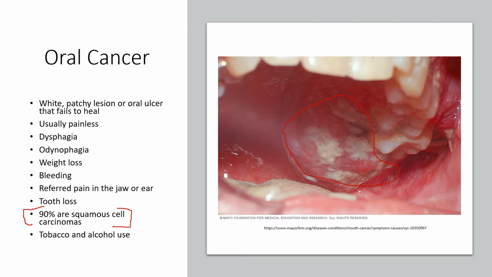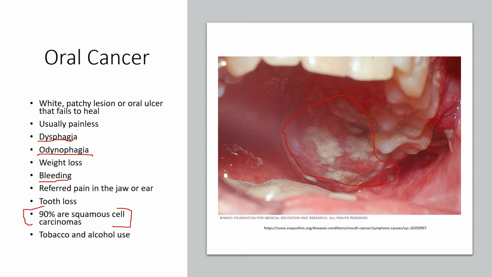Again, it's usually painless early on, but what is actually going to bring the patient in to see a physician is that they're going to be complaining of pain eventually. They can have dysphagia, which means difficulty swallowing, odynophagia, pain when swallowing. The patient may notice that they're losing weight. They may have excessive bleeding when they are brushing their teeth or eating, or they may say that they're having some type of referred pain to their jaw or their ear. They may also notice that they're losing their teeth, or they are having excessive buildup on their dentures.